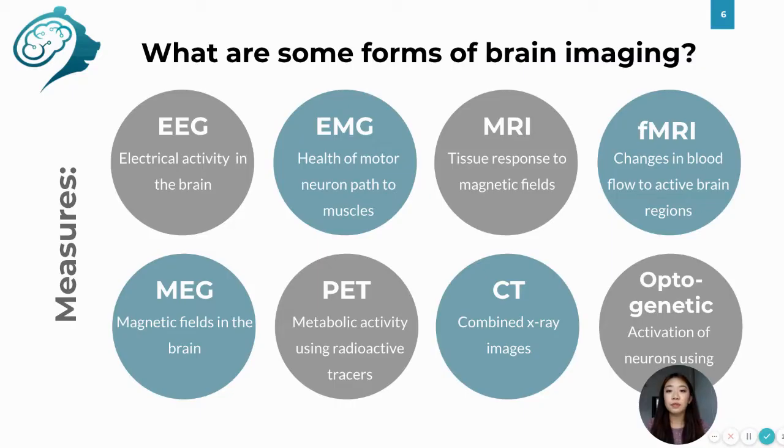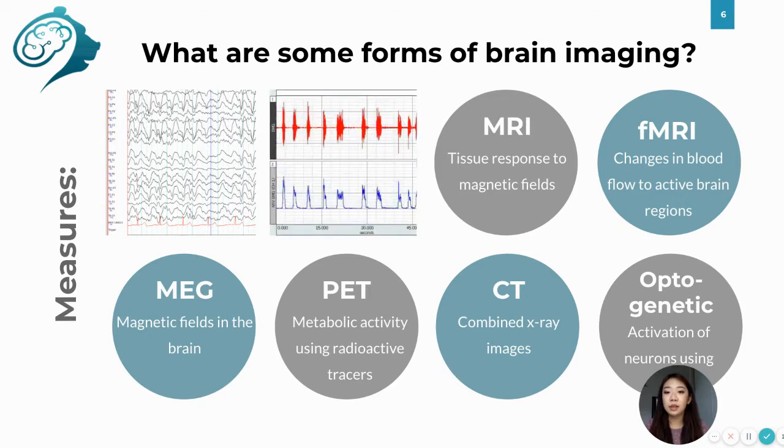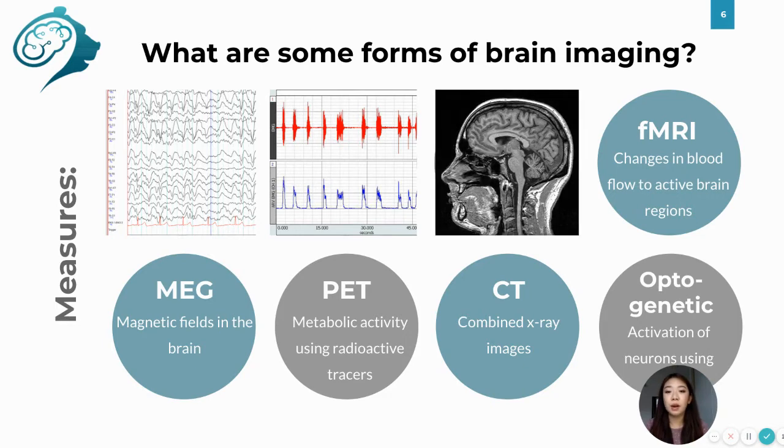So here are some different forms of brain imaging. EEG measures electrical activity in the brain, and this is kind of what the signal looks like from that. EMG measures the health of motor neuron paths to muscles, so also more of an electrical signal than a visualization of the brain. MRI measures tissue response to magnetic fields, so this is more of the typical view of the brain that you guys might be used to seeing.